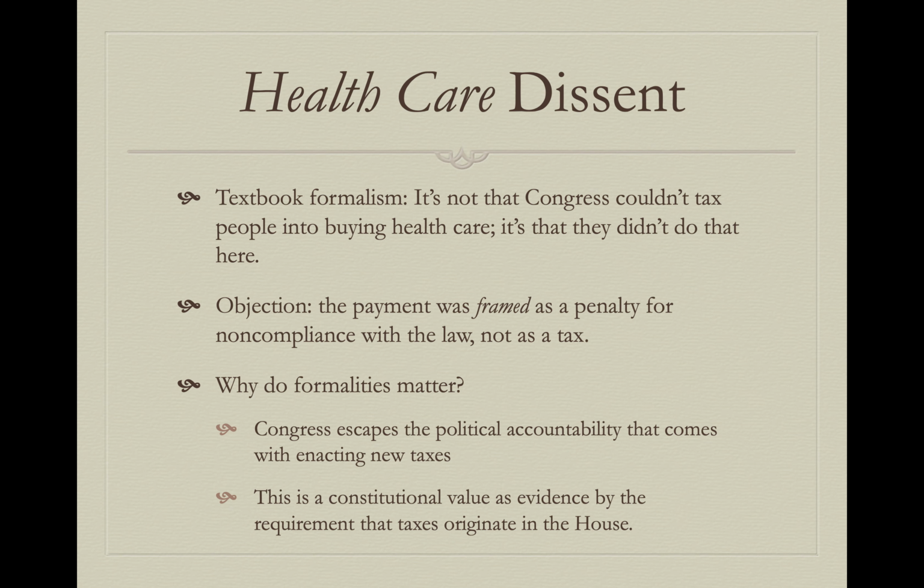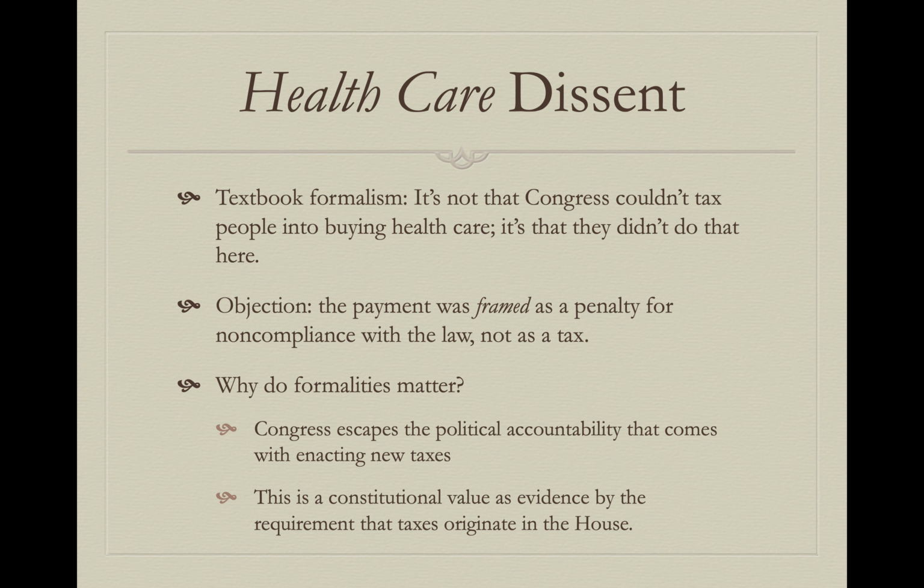And Justice Scalia and Justice Kennedy claim to have jointly written this opinion, although certain parts of it certainly sound to me more like Justice Scalia's writing, especially the part where he says that his objection is not that Congress couldn't tax people into buying health care. So he acknowledges this post-1937 transformation in the taxing power. But he says that they didn't do that here, and he really objects to the language that Congress used. He says that the tax was framed as a penalty and the court shouldn't overlook Congress's own framing of its own statute. Why does that matter?